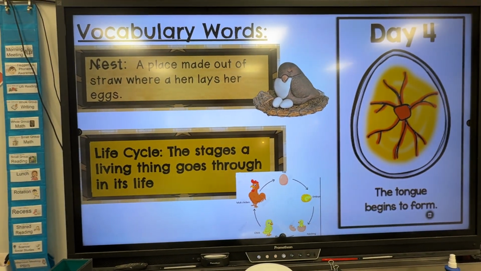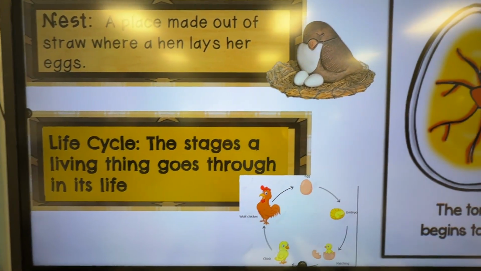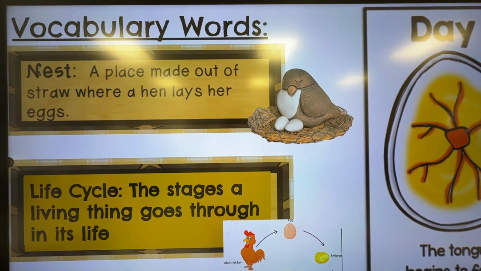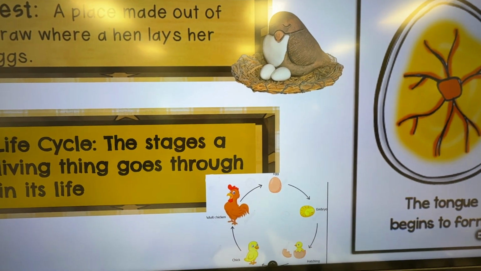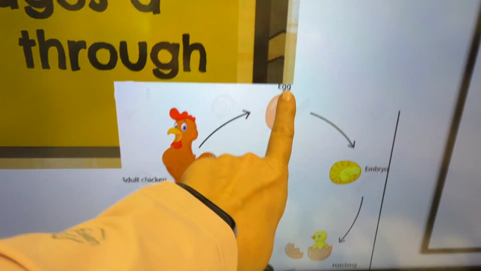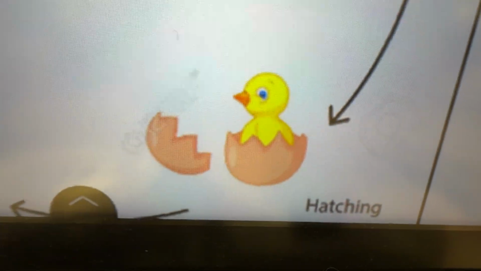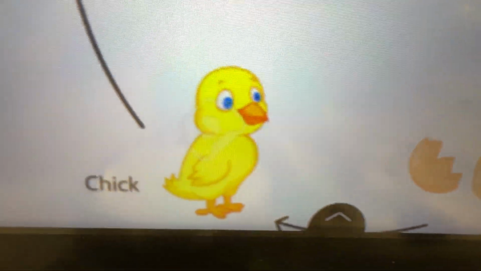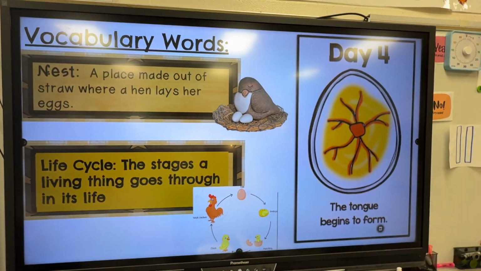We're also going to talk about the word life cycle. We've talked about this in our room a lot this year. We've looked at the life cycle of a pumpkin, a caterpillar. We've talked through lots of different life cycles throughout the year. And now we're looking at the life cycle of a chicken. So if we start with the eggs, we have an embryo growing inside, right? 21 days later, that embryo begins the process of pipping and zipping and hatches out. Then we have a fluffy little chick who becomes an adult chicken and starts that process all over again with the eggs. So a life cycle are the stages that a living thing goes through in its life.